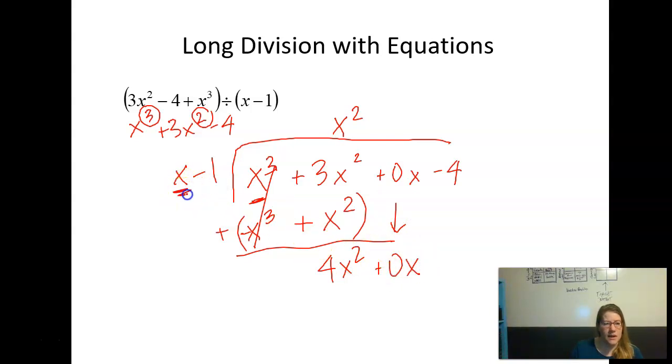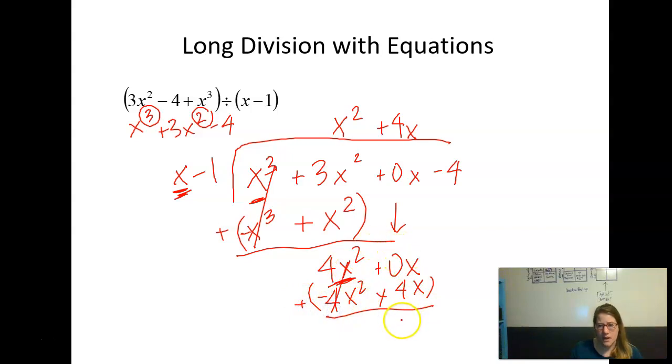So now I'm looking again at x and 4x squared. I would have to multiply x by 4x in order to get 4x squared. Take the 4x, multiply it back by your divisor, so 4x squared, and then 4x times -1 is -4x. We're subtracting this from the one above, which changes the sign of each term, so that goes to 0. So I have 4x, and then I bring down my -4.